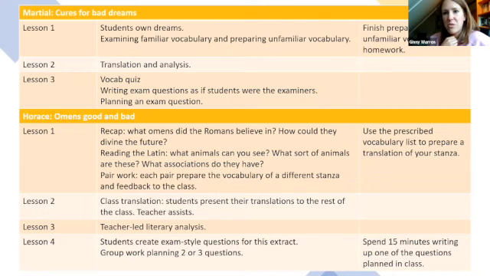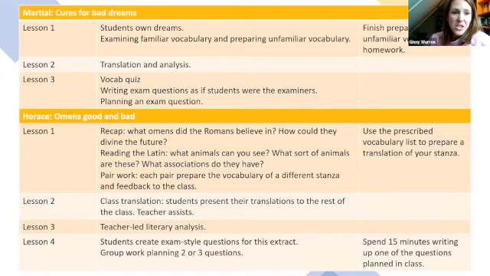Finish preparing the unfamiliar vocabulary for homework. Well, if they do it or if they don't. And then in lesson 3, I thought having a vocab quiz, because again, the more they see that unfamiliar vocabulary, the more it's going to go into their mind, and then it just won't be unfamiliar anymore.